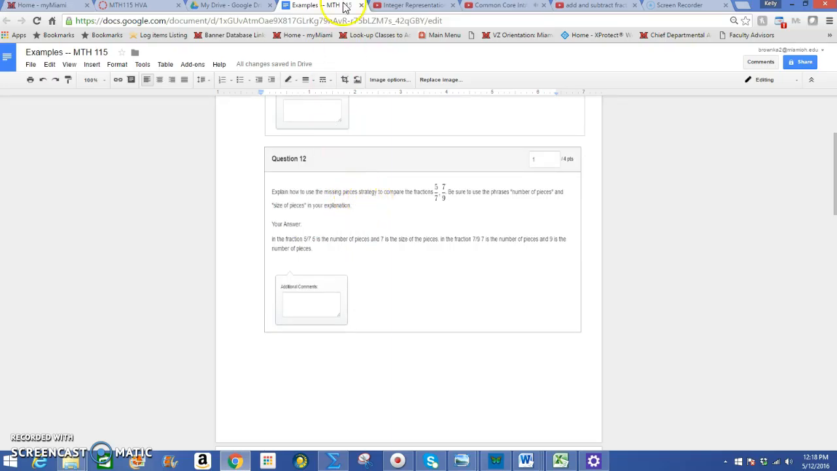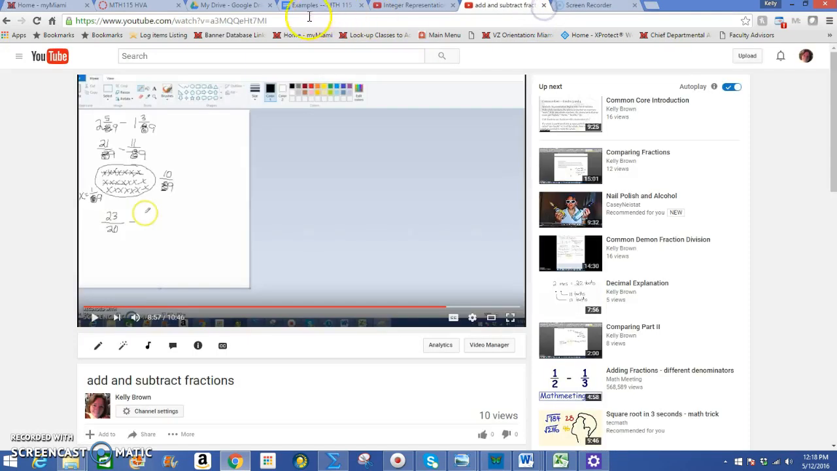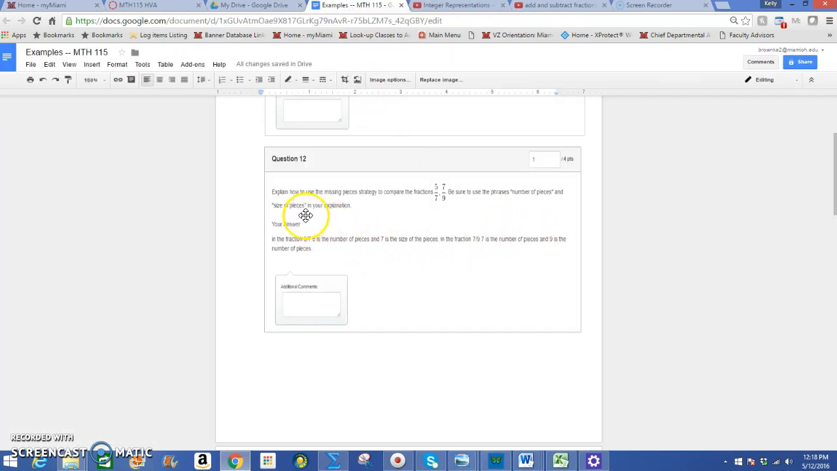Hi, students. Oops, hold on. We just finished watching a series of videos. So it's this missing pieces strategy. If you noted, that was written on that note sheet that the students could print out and work along with. Anyway, it asked them to compare these fractions. Be sure to use the phrases number of pieces and size of pieces. Now, I know you don't have any background here, so that video probably did not make perfect sense, but it will once you have had the foundation material for it.